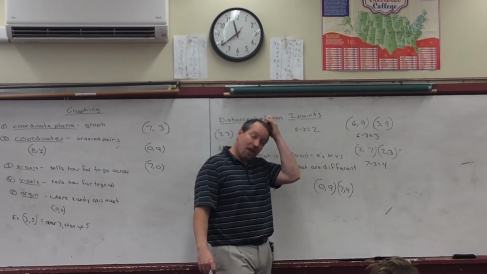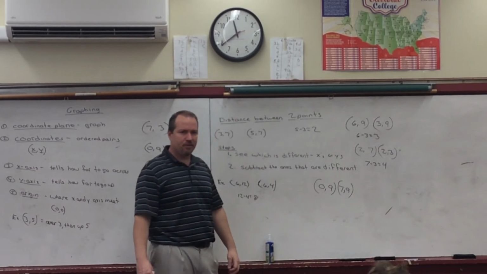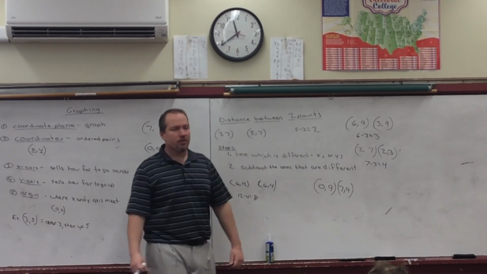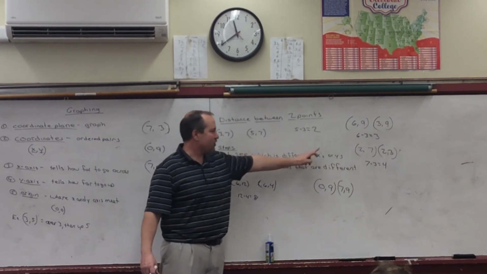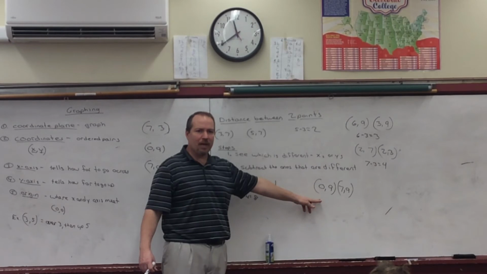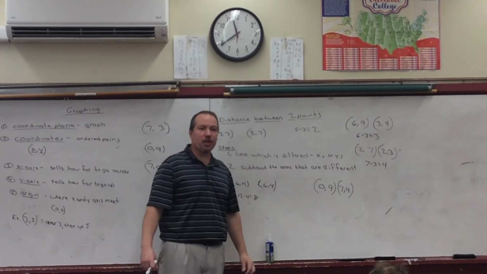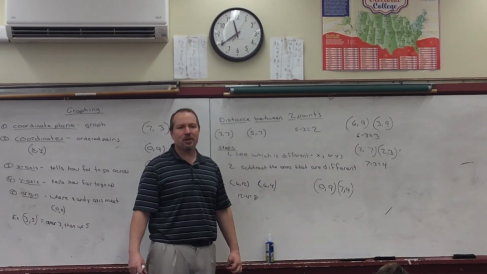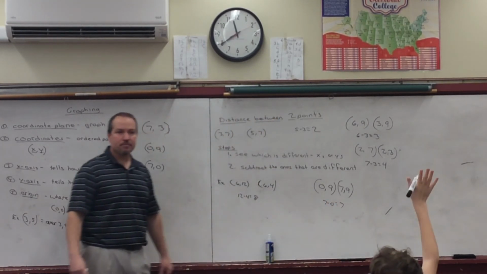So how do we find the distance between those two? What are we going to subtract? To find the distance, we see which is different, the x's or the y's. So now we're going to subtract the ones that are different. We don't want to do 0 minus 7. We want to do 7 minus 0. And so the distance would be 7.